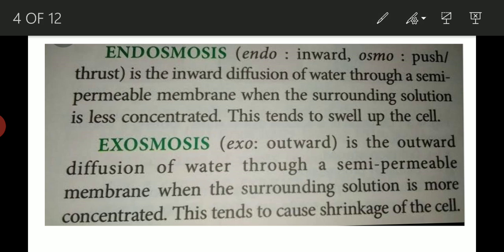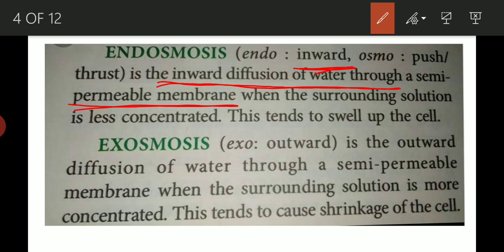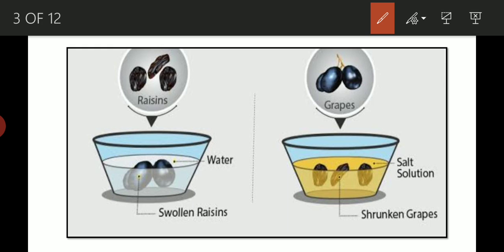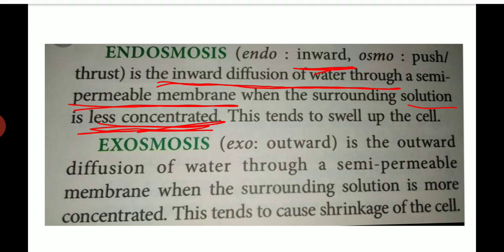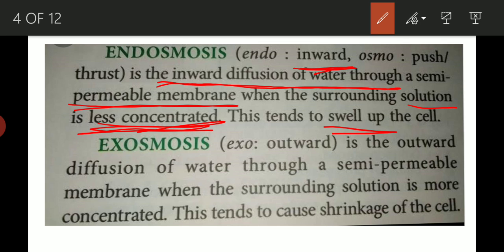So basically, endosmosis, endo means inward, as I have told you. It is the inward movement or diffusion of water through a semi-permeable membrane. Here the cell is kept in a solution which is less concentrated. In this case the solution is water, which is less concentrated, where the concentration of the solvent is much greater than that of the solute. Such a solution we call a less concentrated solution. And what will happen in endosmosis? The cell will swell up.